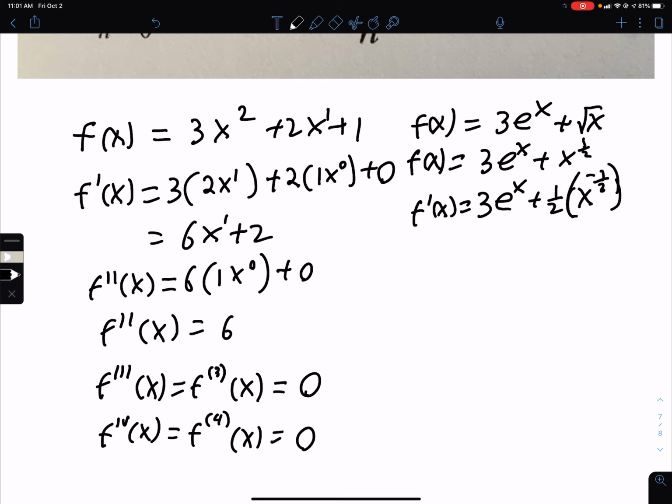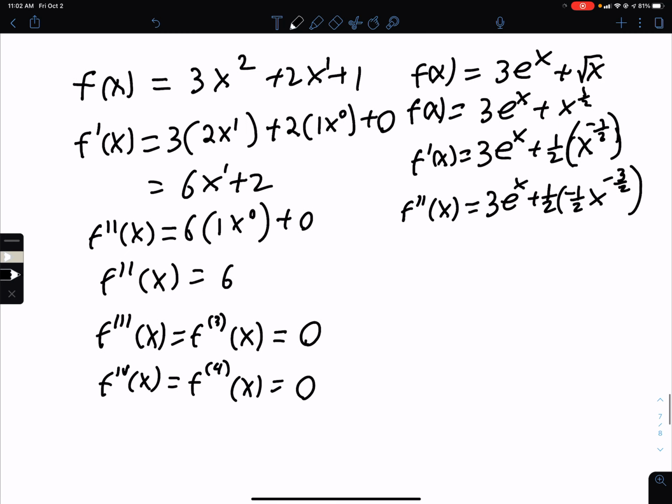And I can do this again. So I take the derivative of the derivative. This stays the same. I bring the negative 1/2 in front and decrease that by 1, and I get that. So this simplifies to minus 1/4 x to the negative 3 over 2.